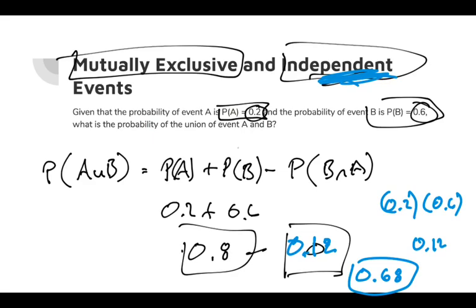So that's a little bit on mutually exclusive things or independent events and how that works.